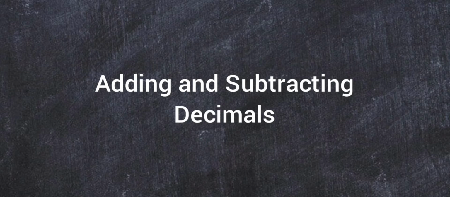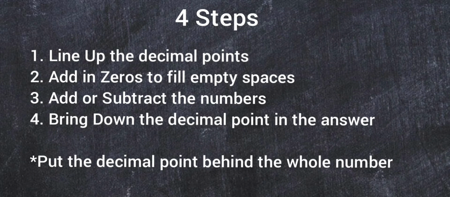Let's talk about adding and subtracting decimals. First, line up the decimal points, then add zeros to fill empty spaces. Add or subtract the numbers depending on the sign, then bring down the decimal point in the answer.